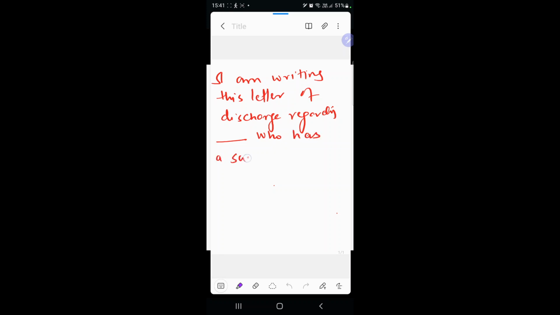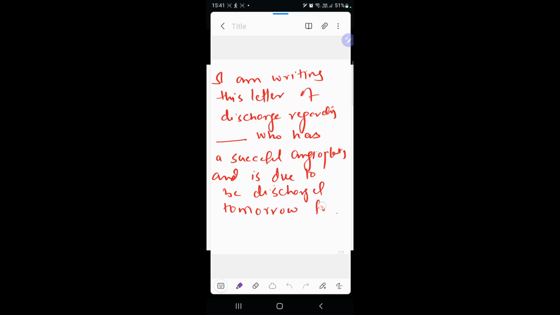What you can see there, we can write it down in this form. Let's say I am writing this letter of discharge regarding patient name, whoever the name is, who has had a successful angioplasty and is due to be discharged tomorrow, right, for further follow-up. So we can write down this thing in the introduction, let's say.